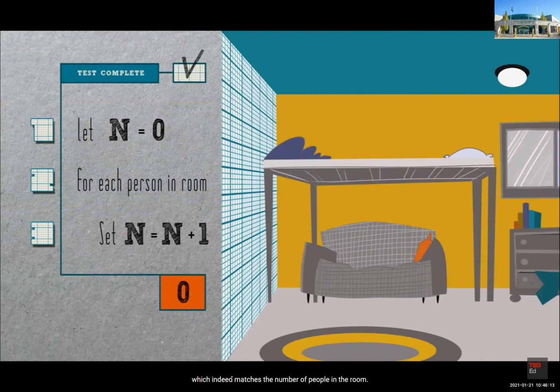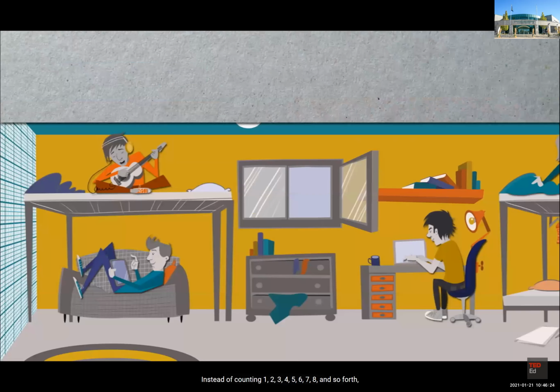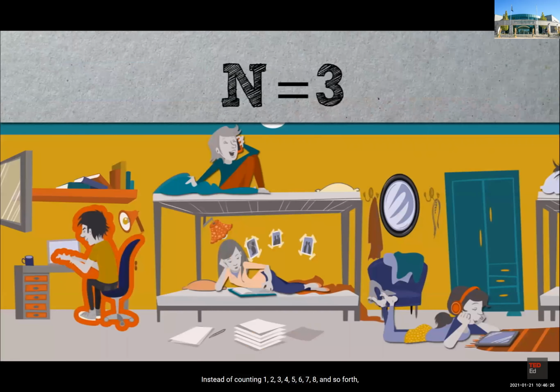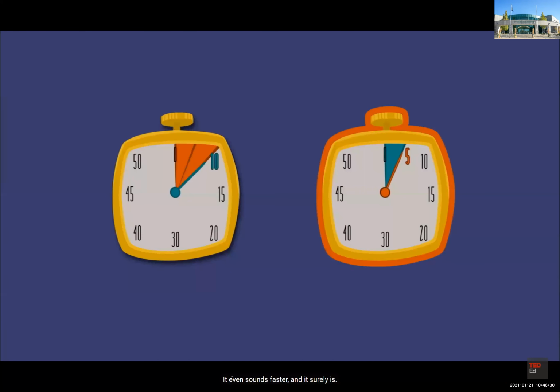Pretty simple, right? But counting people one at a time is pretty inefficient too, no? Surely we can do better. Why not count 2 people at a time? Instead of counting 1, 2, 3, 4, 5, 6, 7, 8, and so forth, why not count 2, 4, 6, 8, and so on? It even sounds faster, and it surely is.